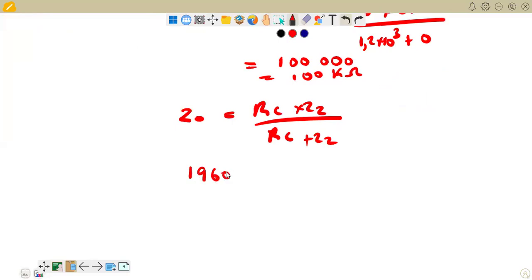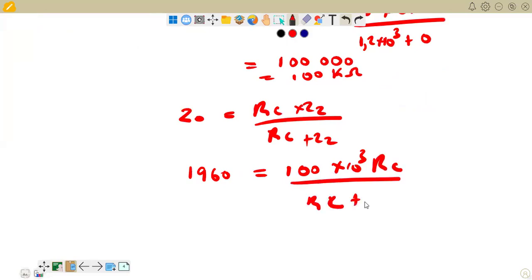1,960, it's 1.96 times 10 to the power of 3, right? Is equal to 100 times 10 to the power of 3 multiplied by RC over RC plus 100 times 10 to the power of what? Of 3. We are simply substituting the values that we have in this formula. Remember, Z2, we have it. So it is the value that we are substituting.